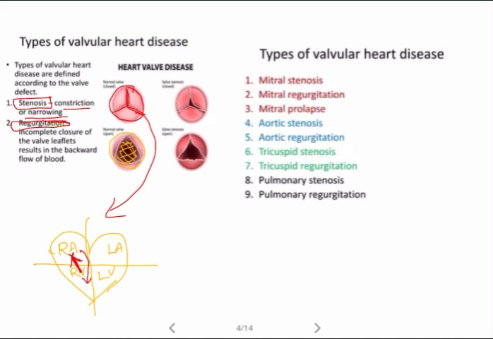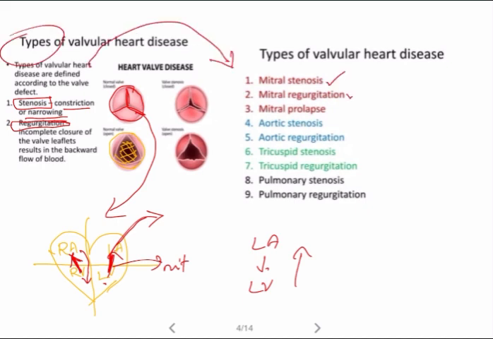And again, if there is a lesion in the left side of the valve, that is the mitral valve, it usually causes a regurgitation from the left ventricle to the left atrium. Usually the blood comes from the left atrium to the left ventricle. If there is a mitral valve regurgitation, the blood goes back.